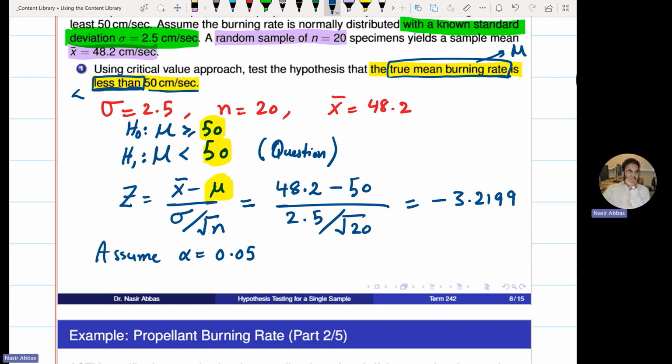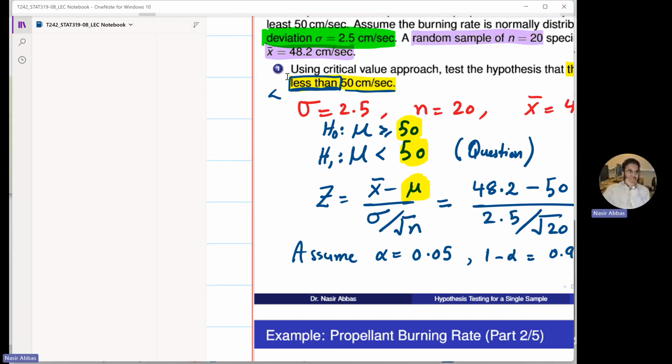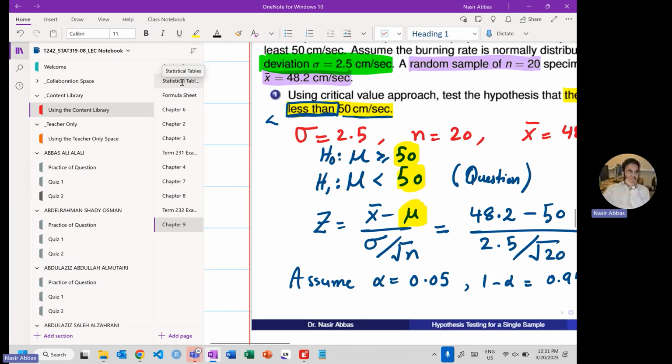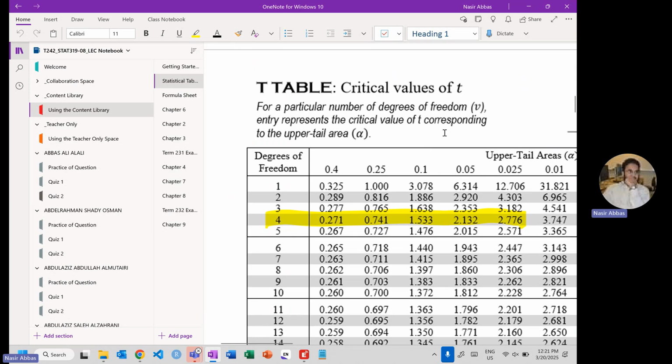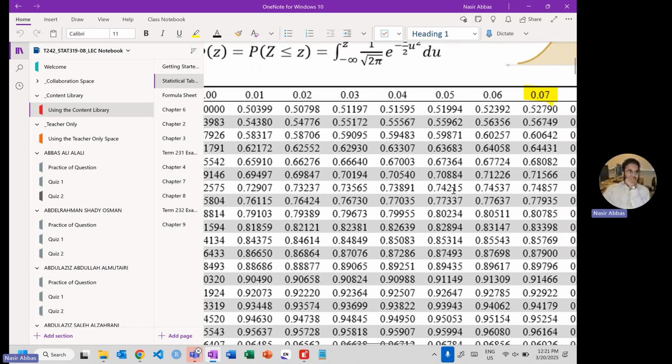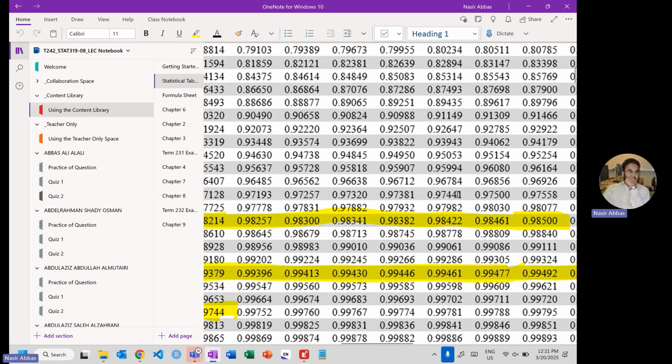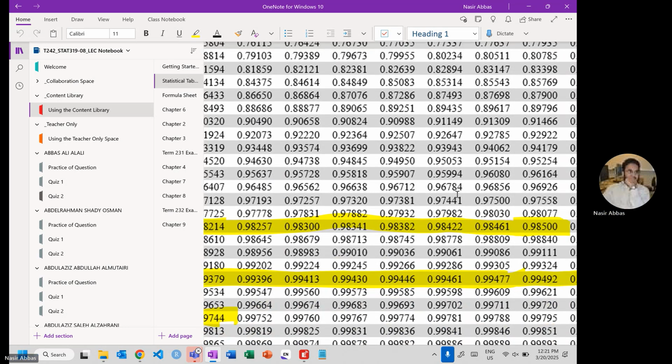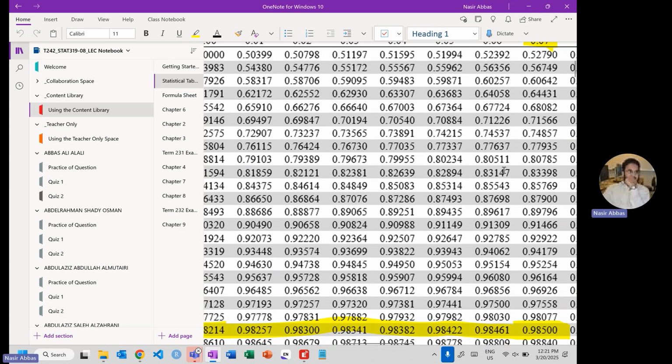0.05. Go to the Z table and look for 1 minus alpha, which is 0.95. Why? Because the Z table is given for the less than side, convert it to greater than, and look for 1 minus alpha. So look for 0.95 in the table. Where is 0.9500 in the table? Is it there?